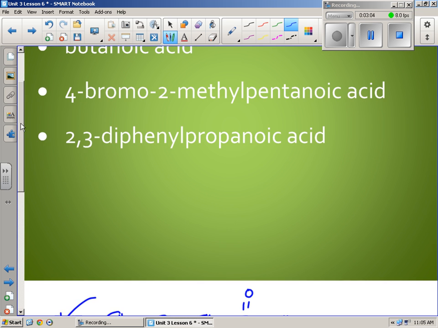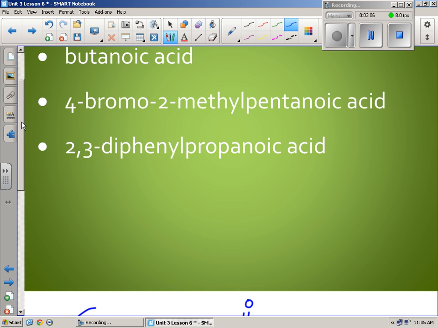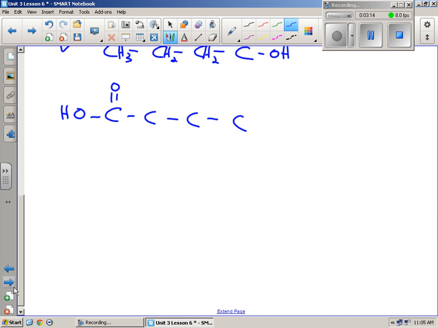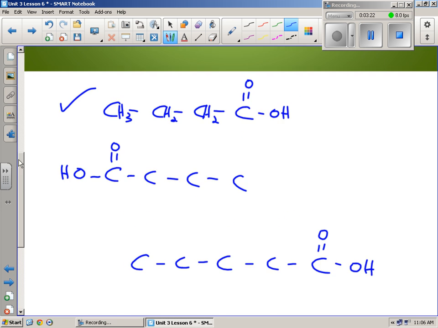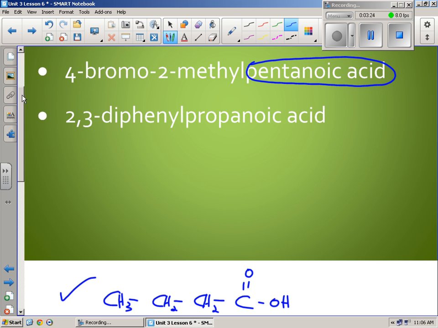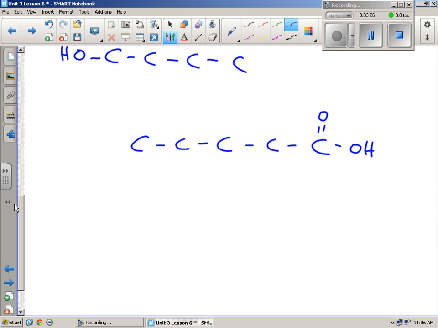What's the next one here? Once again, where do you start with these? You start at the end, as always. Pentanoic acid. That tells me I need 5 carbons. Double bond O, OH, pentanoic acid. And what else do I have here? I have 4 bromo, 2 methyl. Don't forget, carbon 1, 2, 3, 4, 5, yes?